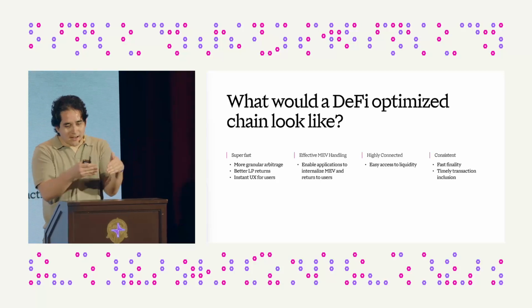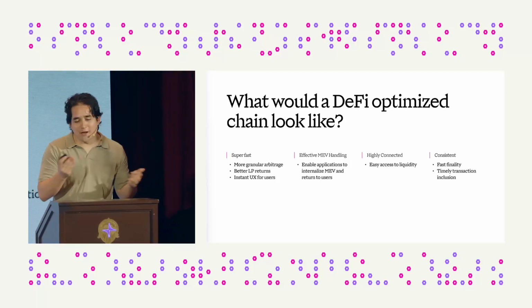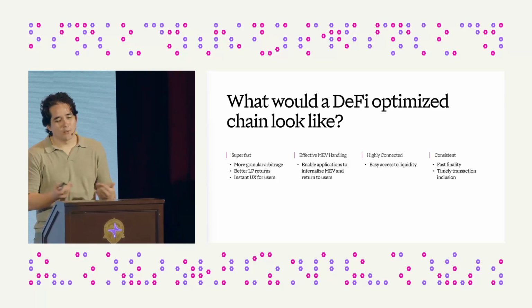Okay, so just digging in one level deeper, if we're trying to build a DeFi optimized chain, it's a very abstract idea. What does it actually mean? What are the things that would make a chain DeFi optimized?